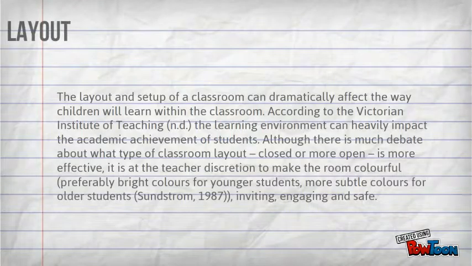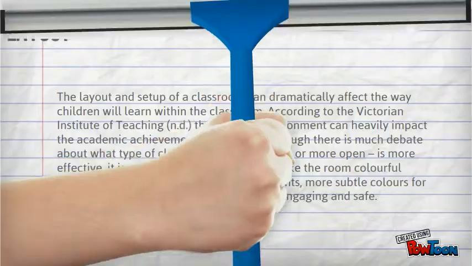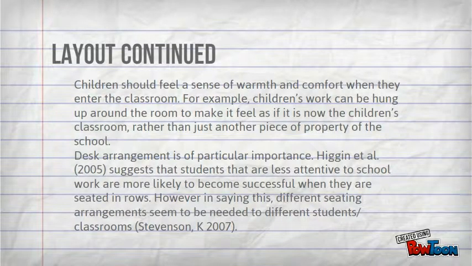The layout of a classroom can dramatically affect the way children learn within the classroom and heavily impact the academic results of those students. Although there is much debate about what type of classroom layout, closed or more open, is more effective, it is at the teacher's discretion to make the room colourful, inviting, engaging and safe. Children should feel a sense of warmth and comfort when they enter the classroom. For example, children's work can be hung around the classroom so they feel as if it's their own.